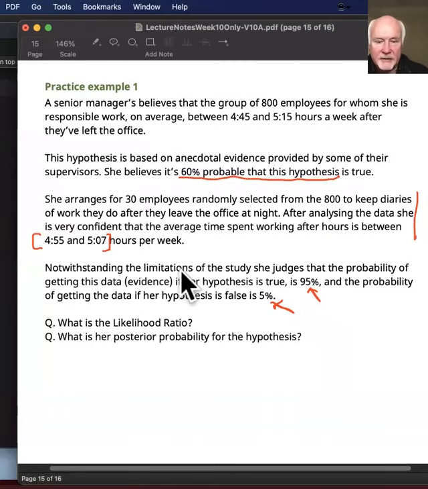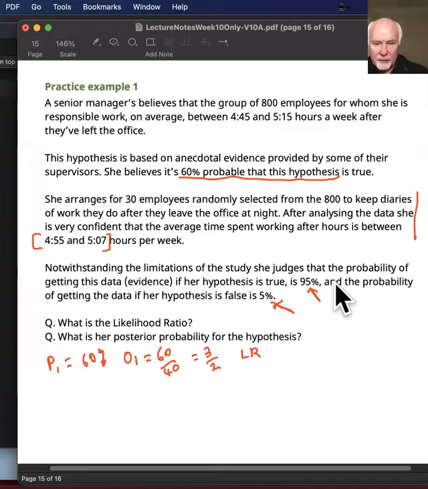So the first thing we want to do is write down the prior probability. So the prior probability is 60%. Okay, and we can quickly turn that into odds. So the odds are 60 over 40, which I'll just write as 3 over 2. Okay, so that's the prior odds. The likelihood ratio is going to be 95%, so that's the probability of getting the evidence if the hypothesis is true, and the probability of getting the evidence if the hypothesis is false, she says 5%, so that's 95 over 5, which equals 19.